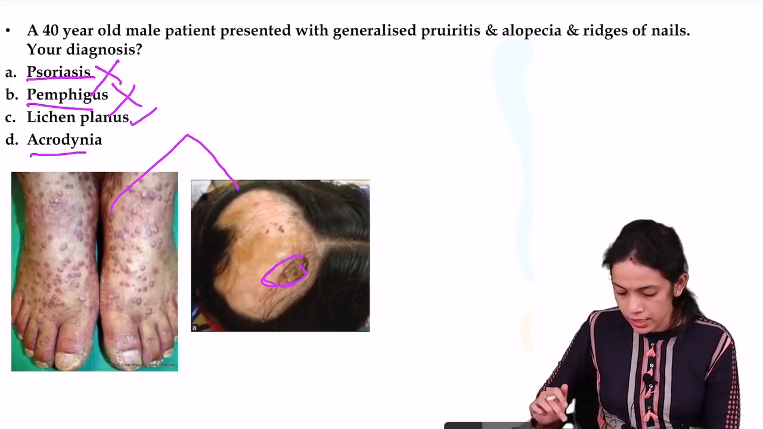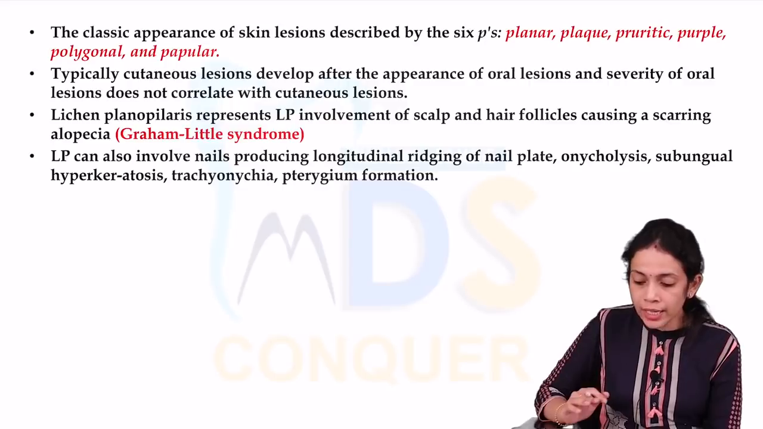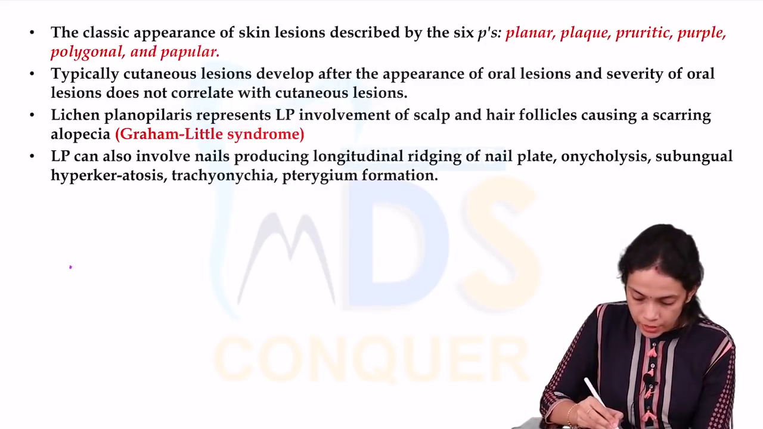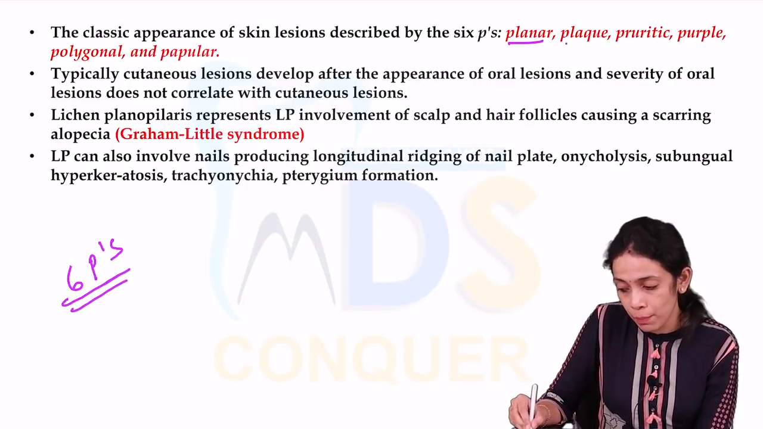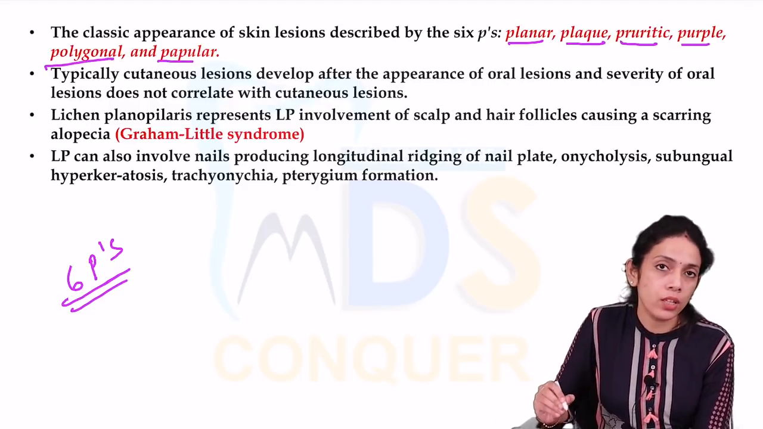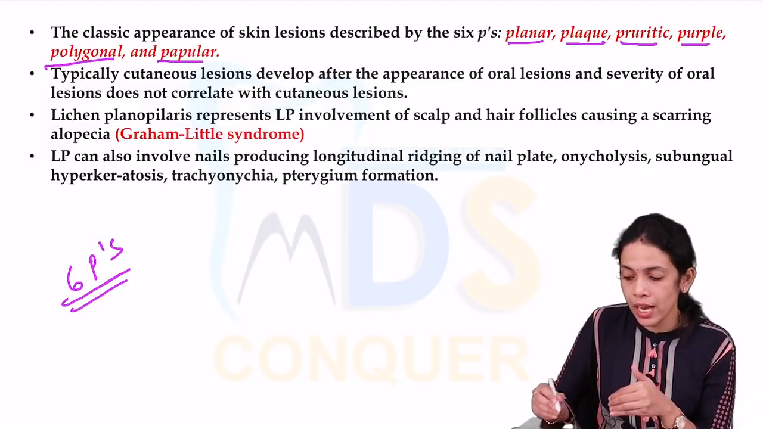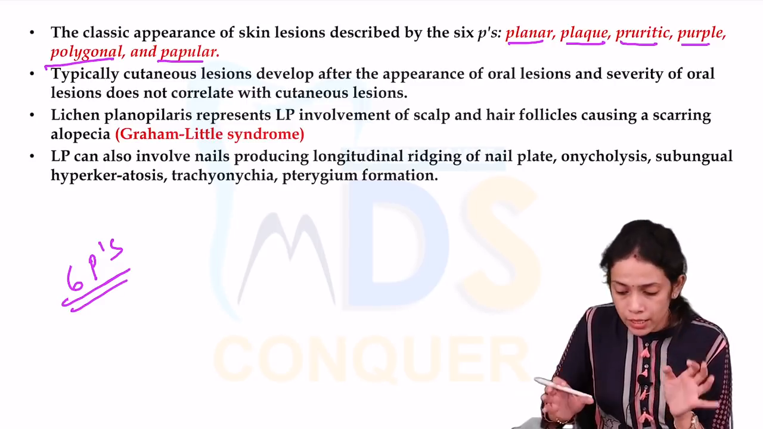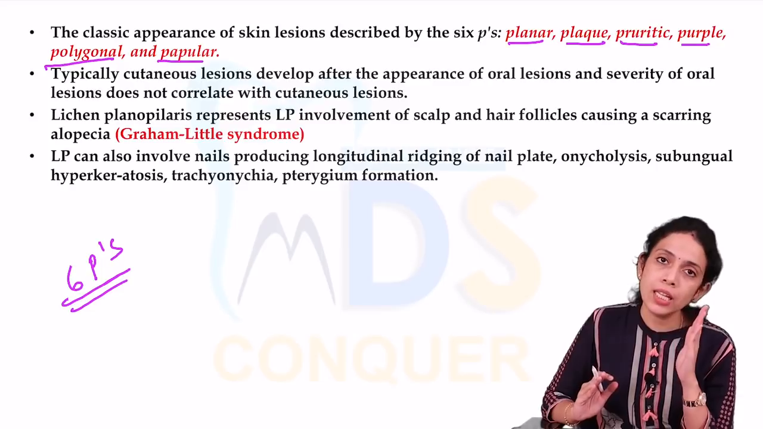So the answer for this is lichen planus. Lichen planus of the skin has 6 P's. Those P's are planar, plaque, pruritic, purple, polygonal and papular. In this present case, the patient was having the purple, pruritic, polygonal, papular type lesions on the skin, right? So that goes in favor of lichen planus of the skin.